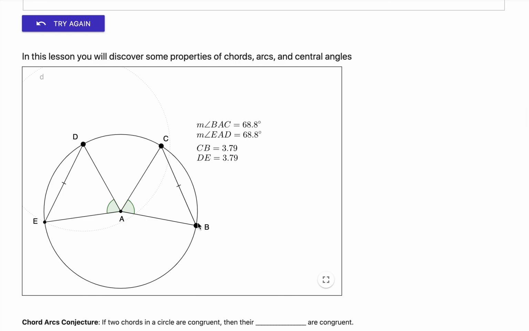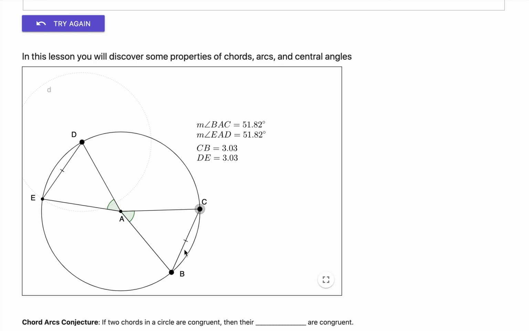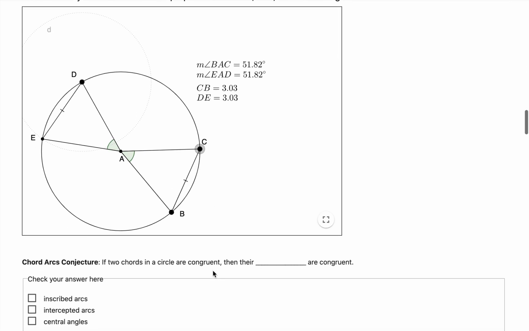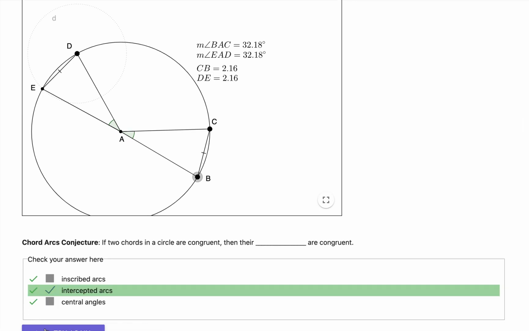So that same figure is going on here. If we have two chords that are congruent, then based on the fact that we know their central angles are congruent, what can we also say is congruent? We already know their central angles are congruent, so we're not going to say that. If two chords in the circle are congruent, then their what are congruent? Then their intercepted arcs are going to be congruent. Yes, their central angles will still be congruent, but we already proved that. So this is going one step further.